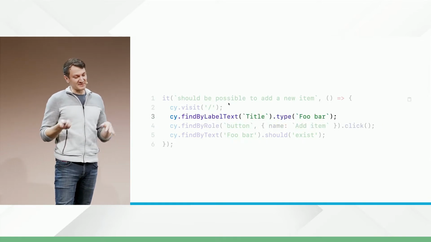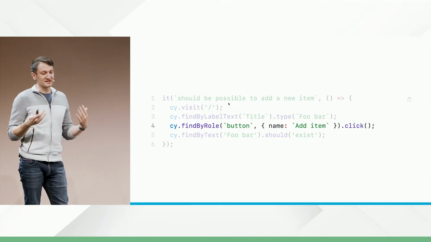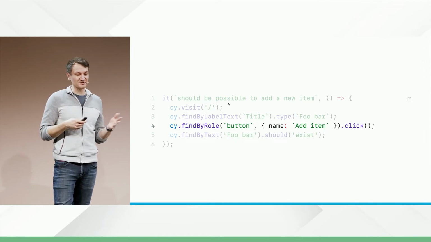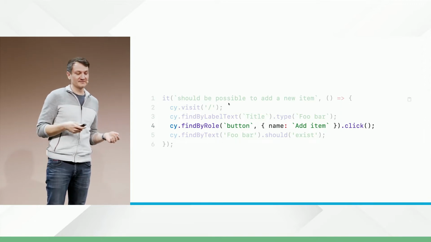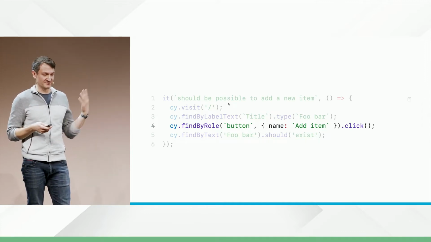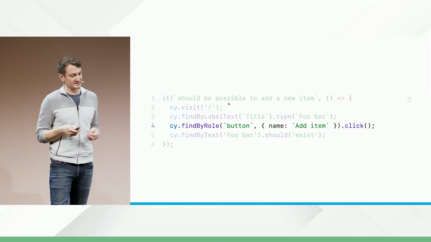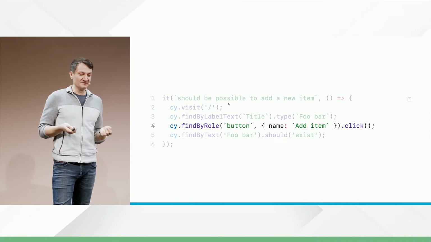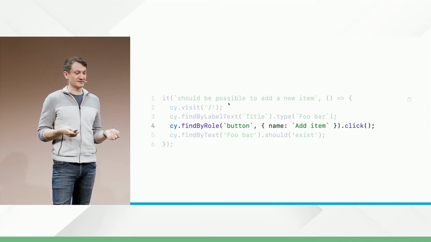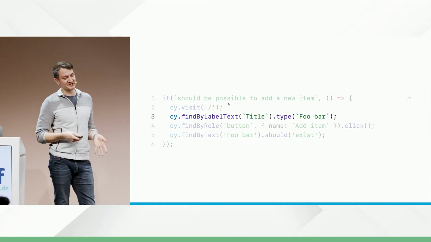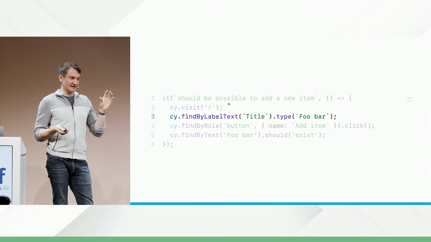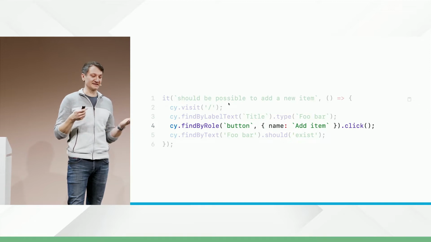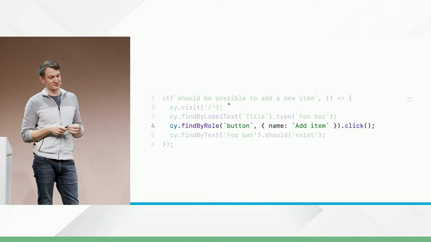Those find by label text and find by role selectors come from a library called Testing Library, which usually comes more from the React world, but more and more it is used for other frameworks as well, and there are plugins for Cypress and Jest and so on. The important aspect of find by label text and find by role is that we are basically forced to use accessible elements. With find by label text, we are forced to provide a label for our input field, and with find by role, we are forced to use the button HTML element so that this test works.